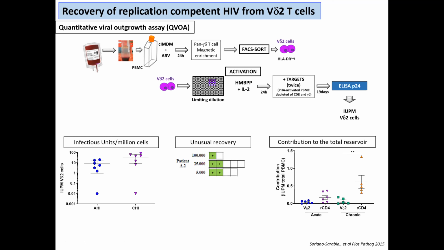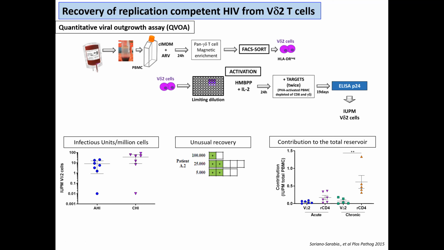So then we tried to look at the contribution to the total reservoir, and this is something that the reviewers made me put in the paper. I didn't want to do it, but they made me. And so we compared what was the contribution of resting CD4 T cells compared to VD2s. But this is not comparable because we didn't use the same number of cells in each culture, although it's normalized to the number of cells that you add or the number of replicates.